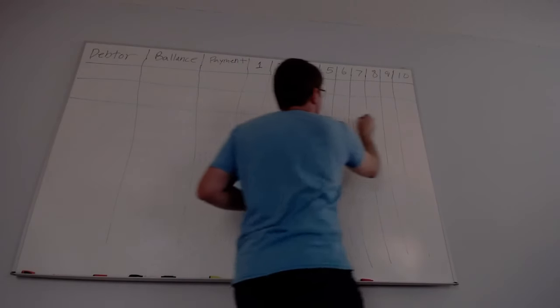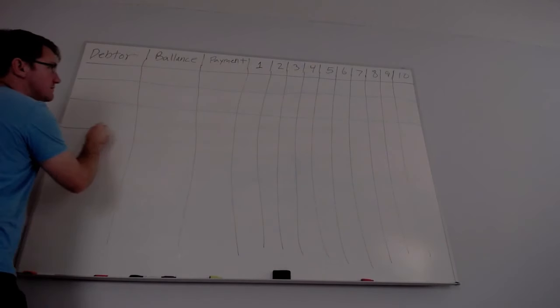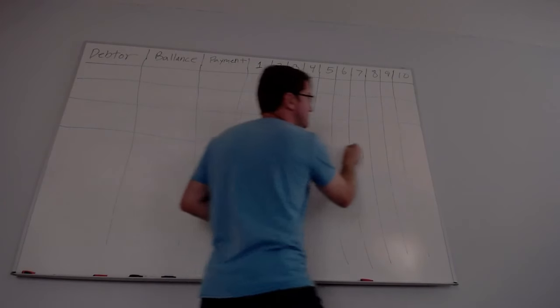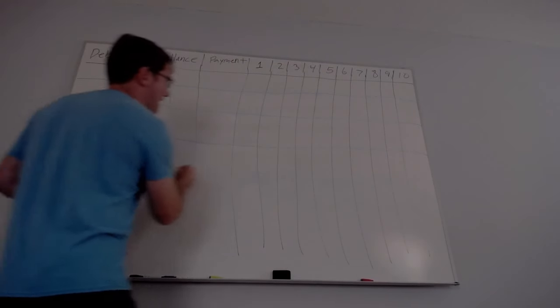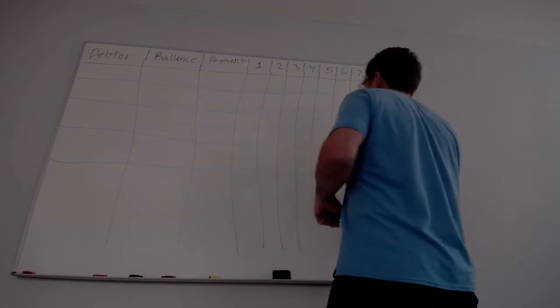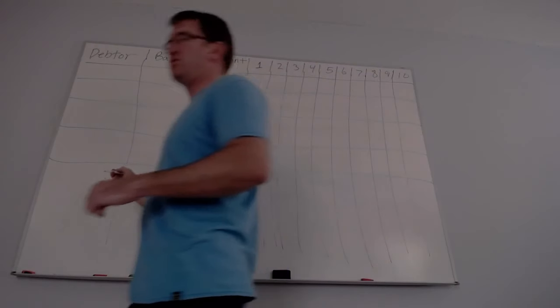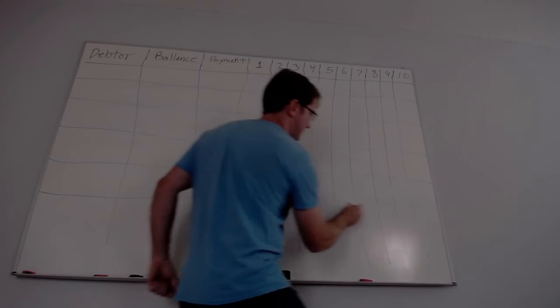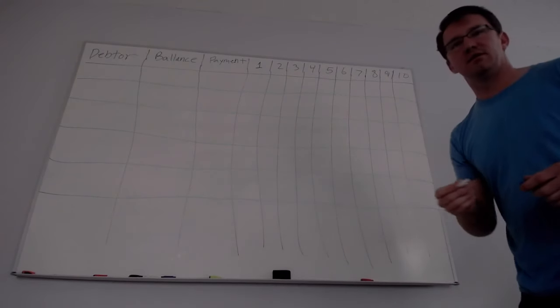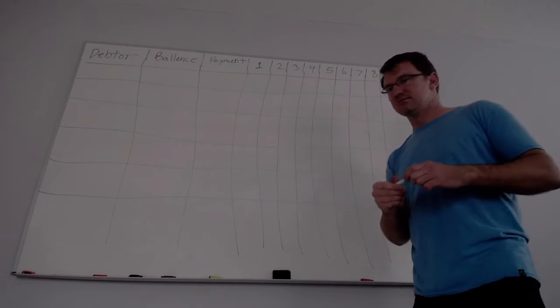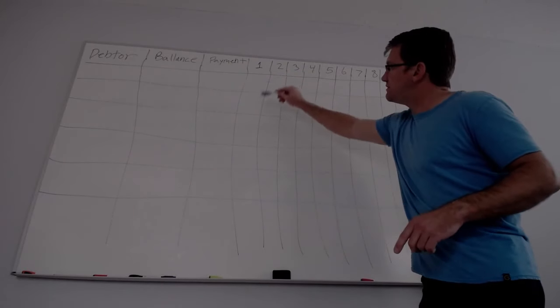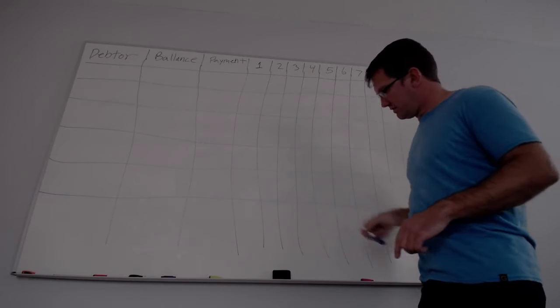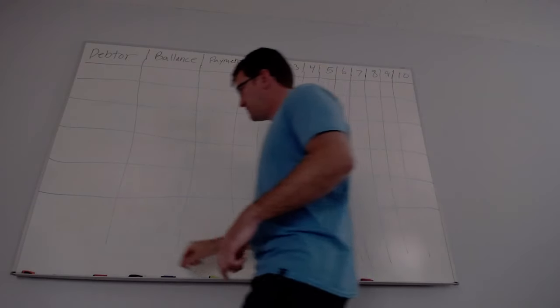Let's just say this person here has like, I don't know, 5 lines of debt. We just want to do it at home. Just do it with me. You can pause it if you want to kind of get set up. Okay, so 1, 2, 3, 4, 5. Okay, so they got 5 lines of debt.